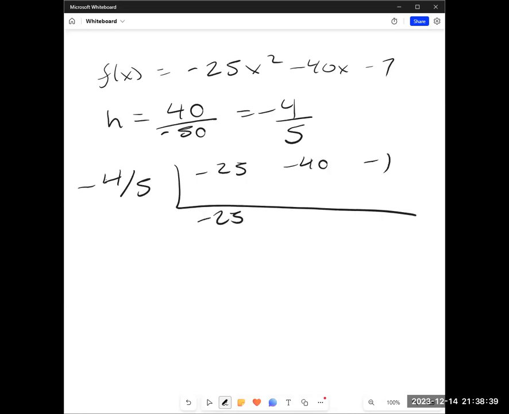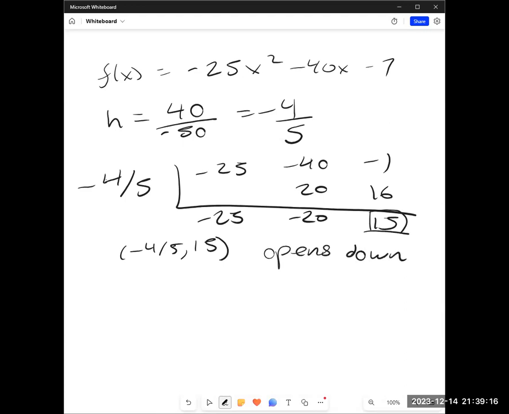Bring down the negative 25. The fifth of that is negative 5 times a negative 4 is a positive 20. Gives me a negative 20. Divided by 5 is negative 4 times negative 4 is a positive 16. That's a 15. So I have negative 4/5, 15. And then this is going to open down because my leading coefficient here is negative.